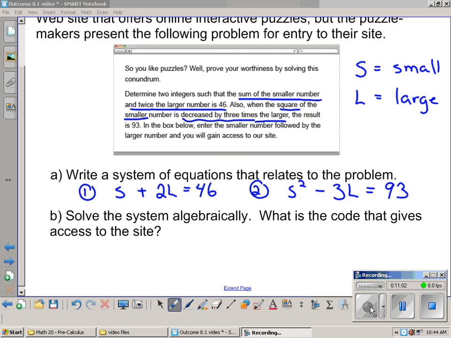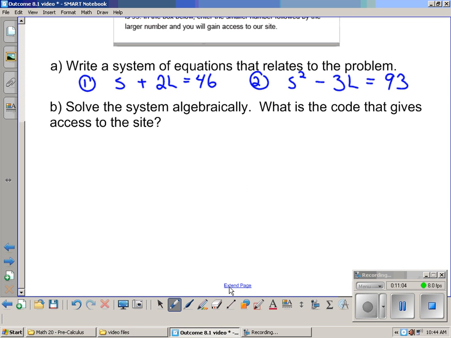Part B is to solve this equation algebraically. So let's move this up. So we have our 2 equations. What we're going to do is to solve it by elimination. To solve it by elimination, I want to get the same number in front of, I'm going to pick my L variable. So that means that for equation number 1, I want to multiply each term by 3. This is going to give me 3s, this is equation number 1, plus 6l equals 46 times 3 is 138.